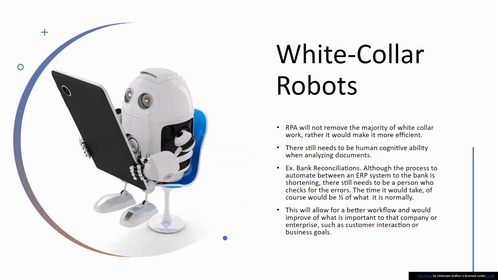So the question is, will RPA bots remove the majority of white-collar work? The simple answer is no. The reason for this is there is still a need for humans' cognitive abilities. One example is in bank reconciliations. There's a need to automate this process so that the bank and the ERP system of an organization can work more cohesively. But still, there needs to be someone to double-check the missing items, such as a mismatch of a check that is a deposit in transit. Still, the automation would ease the process for accountants, giving more time for subjects that are more important to the company. And that would complete this slide.